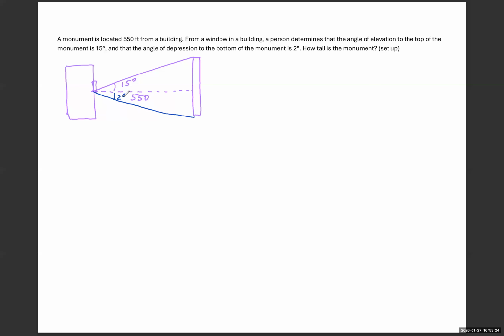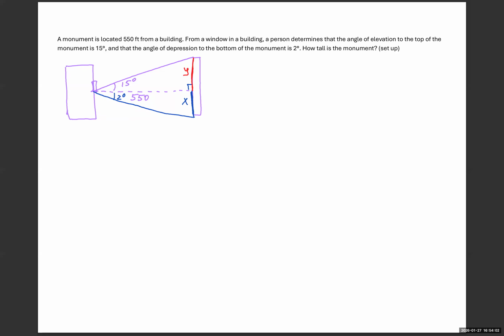Now you can kind of see that this creates two different right triangles. This is a 90-degree angle, two different right triangles, and it splits the monument sort of in half. We're going to call this part of the monument X and this part of the monument Y. From the picture, it is obvious that the height of the whole monument is just X plus Y. We just need to find the X and we need to find the Y.